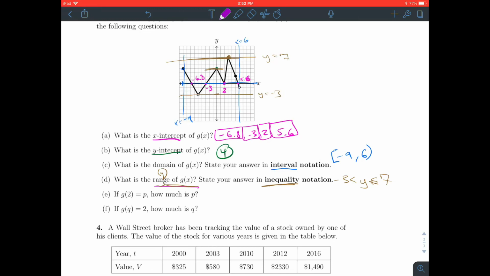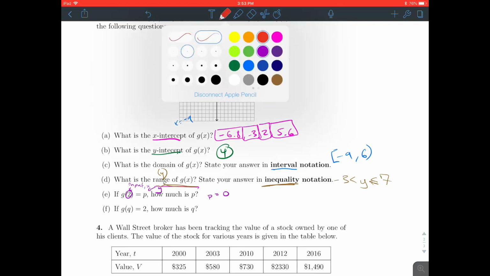For problem E, it says if g of 2 equals p, then how much is p? So it looks like we're looking for when the input, the x value, is 2. Let me erase some of this marking that I've already done up here. When we have an input of 2, it looks like we have the point (2, 0). That means that p must be 0, because when we input 2 for x, the y-coordinate is 0.